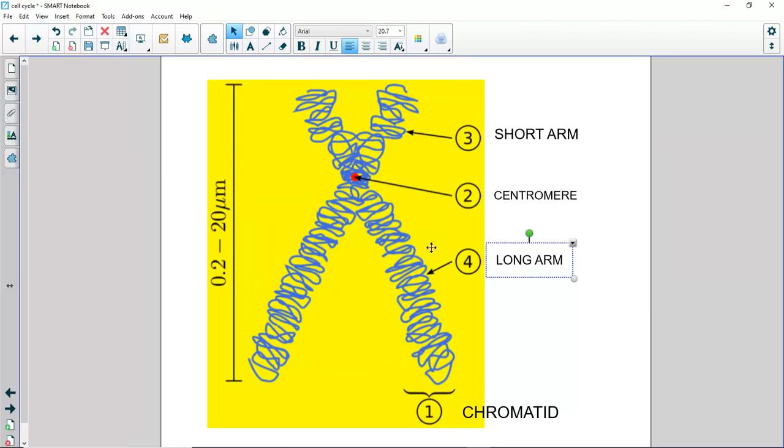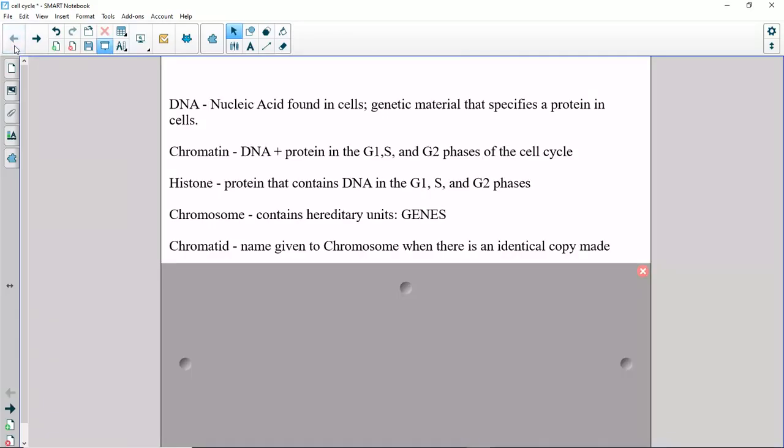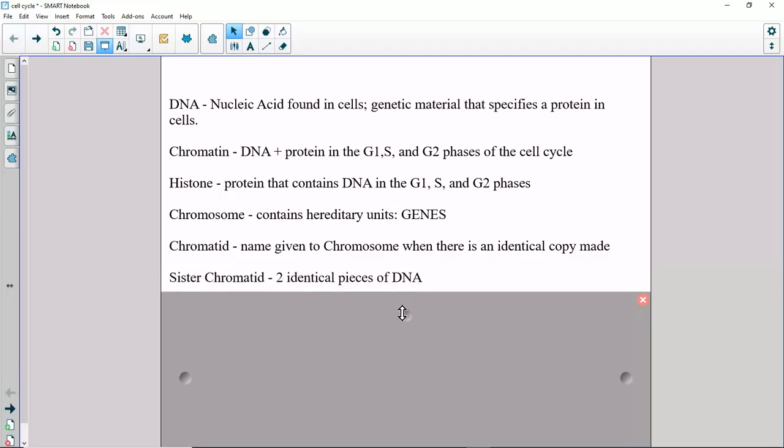So this is a chromosome. Chromosomes that are ready to divide contain 2 chromatids, which contain exactly the same genetic material because one of these chromatids is going to go into the new cell and the other is going to go into the other cell. All right, so chromatid, when there's an identical copy made.